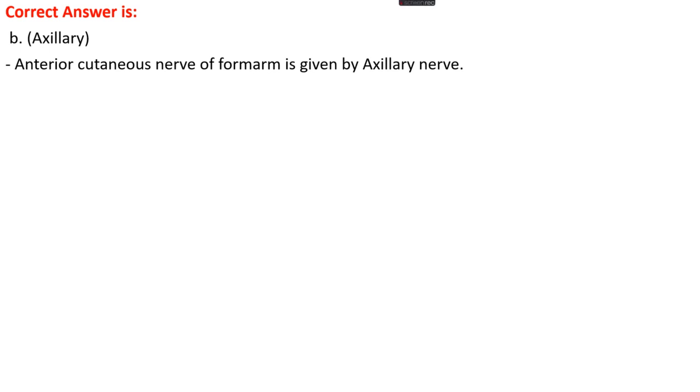Okay, since the forearm is mainly supplied by the brachial plexus, while the hind limb is mainly supplied by the lumbosacral plexus. Okay, and from the brachial plexus, one of the nerves is the axillary nerve, and a branch of the axillary nerve is the anterior cutaneous nerve, which supplies the forearm.